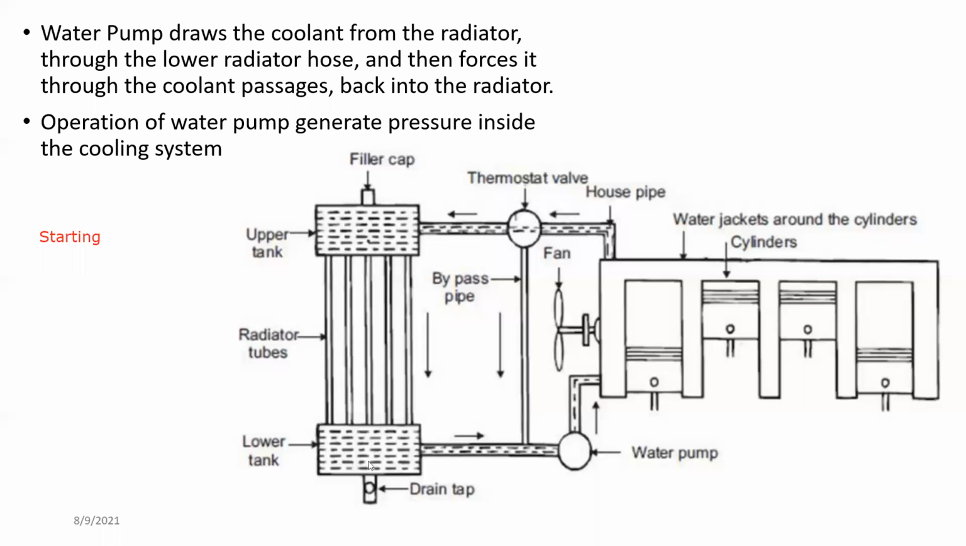So it's around 25 degrees Celsius, assume. At this particular instant, this valve is closed. So water will not travel this way. Instead, water travels this way and comes back up, and goes through the engine until it comes to operating temperature. Until it comes to operating temperature, it circulates around it.